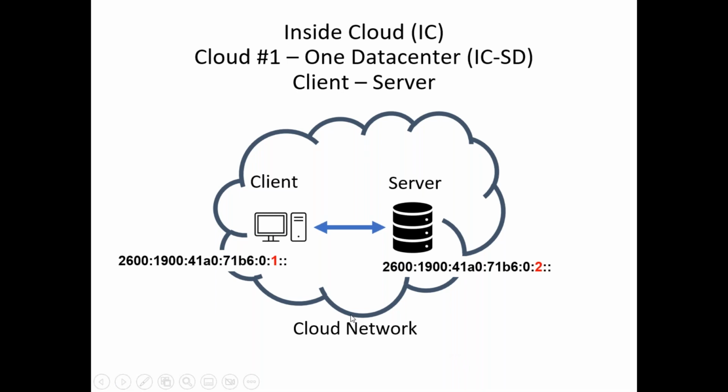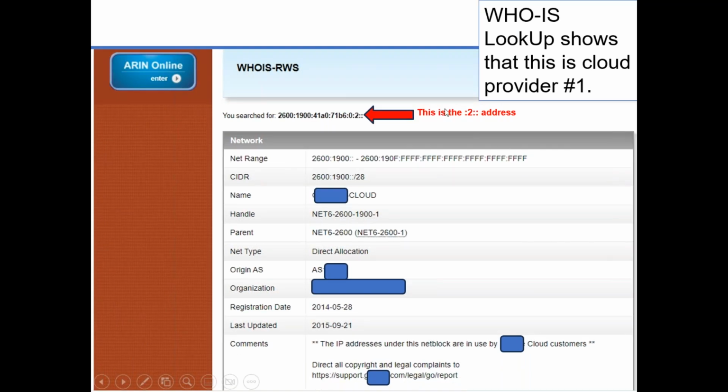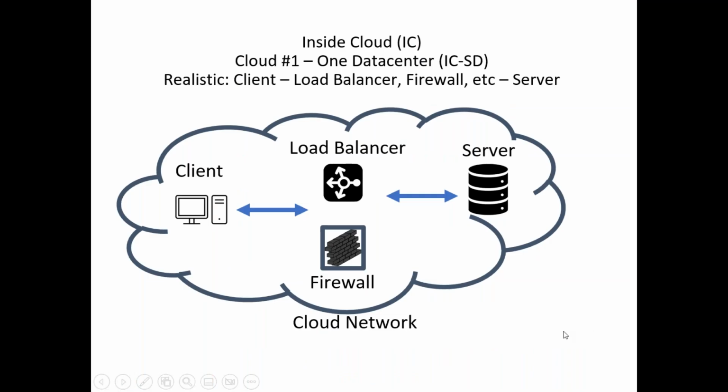And so what we did here is, remember our ::1 address, we use that. Now we have a ::2 address as well. And again, if we look up on ARIN, you can see, of course, ::1 is a cloud address. You can see right there. If you look at the ::2 address, that also is a cloud address.